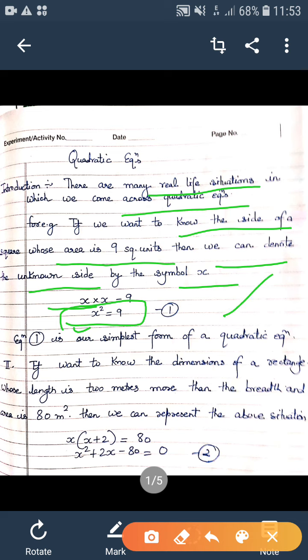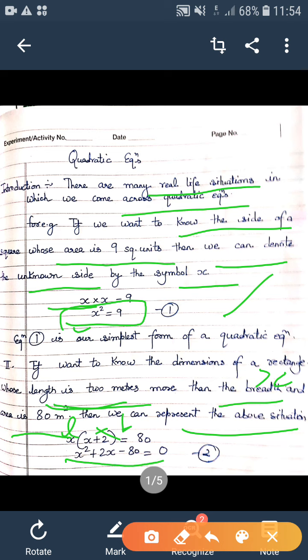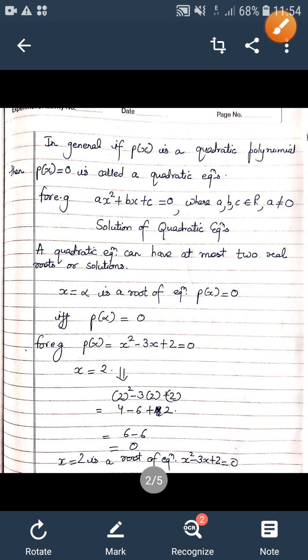Now, second example, if we want to know the dimensions of a rectangle whose length is 2 meters more than the breadth and area is 80 meters square, then can we represent the above situation by an equation? Yes. Let us take breadth to be x meter, and because length is 2 meters more, the length will be x plus 2, and area of the rectangle is length multiplied by breadth. So x into x plus 2 equals 80, or simplifying we get x square plus 2x minus 80 equals 0. So we have represented this situation in the form of a quadratic equation.